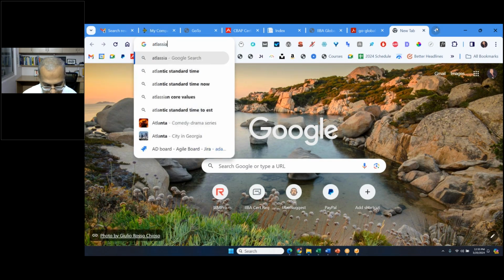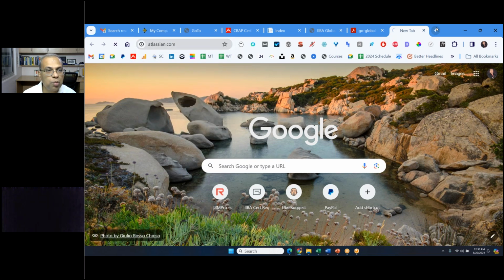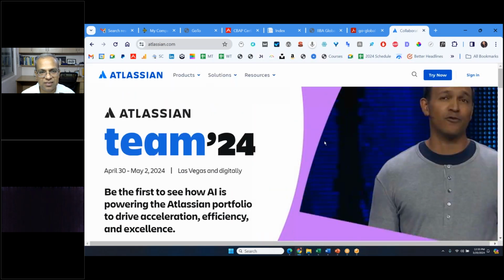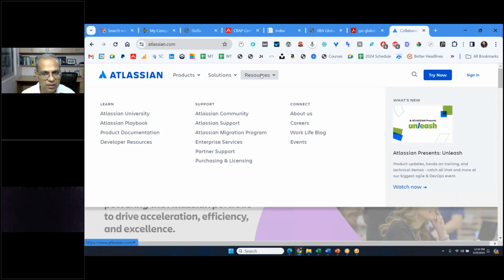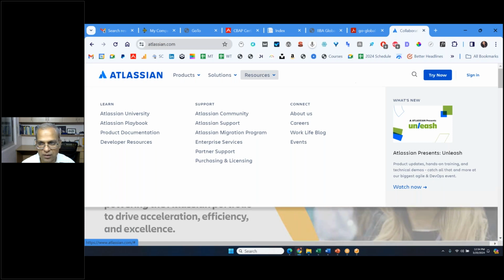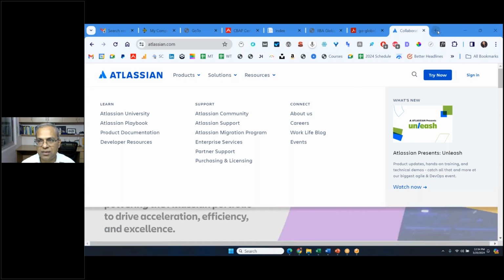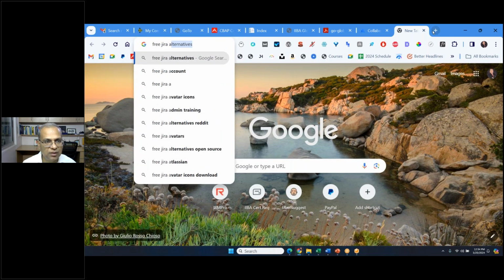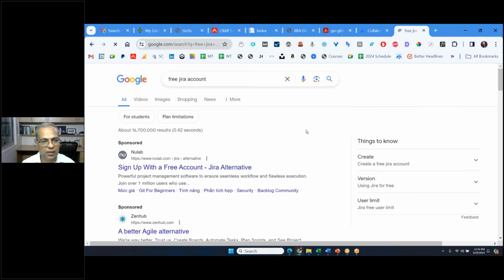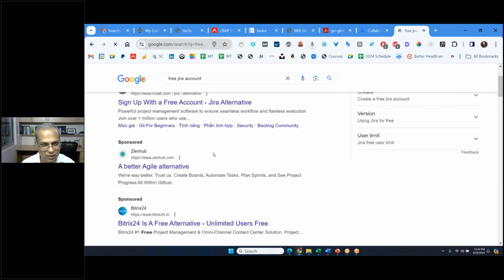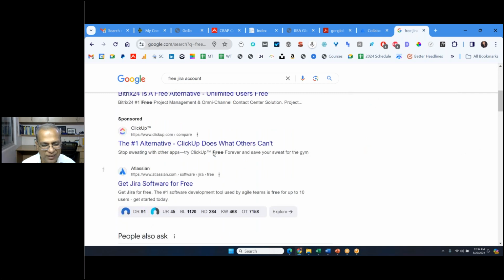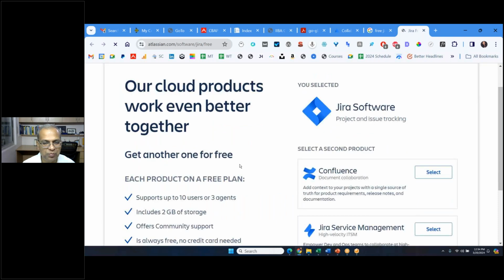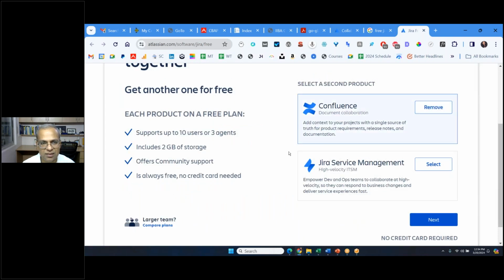Jira is also available free for a trial purpose. So you go to atlassian.com. I trust I got it right. Okay, so somewhere here, resources, Atlassian purchasing and licensing. Okay, let's see. Let's try the free Jira account. Okay. There are other products also which have come up, but I think it's better that we learn Jira because clients are looking for that. So I'll select this.